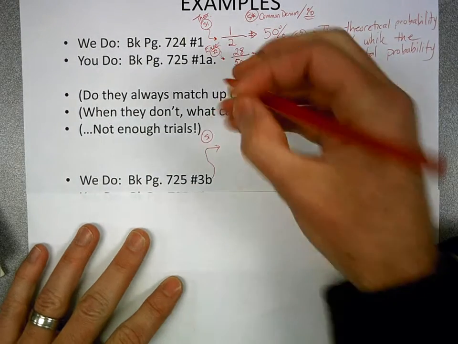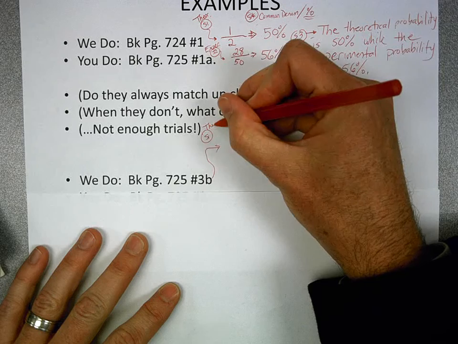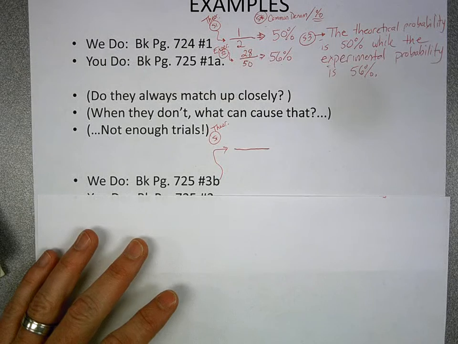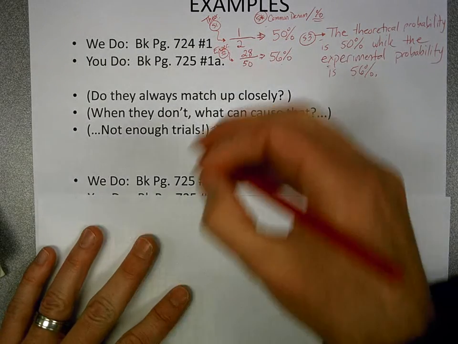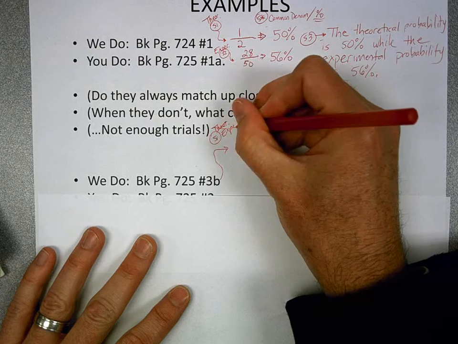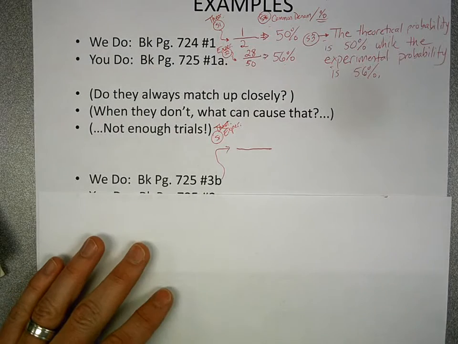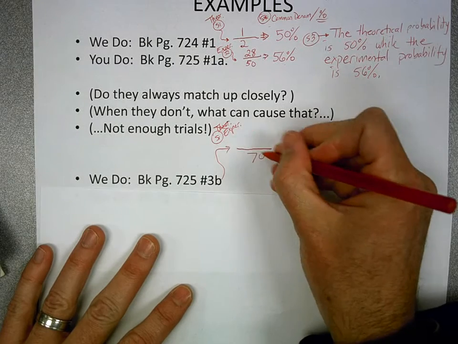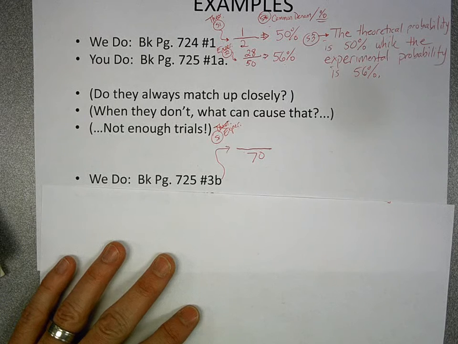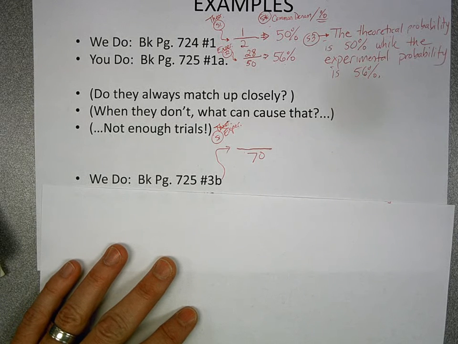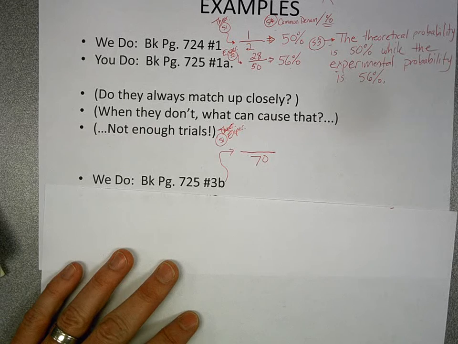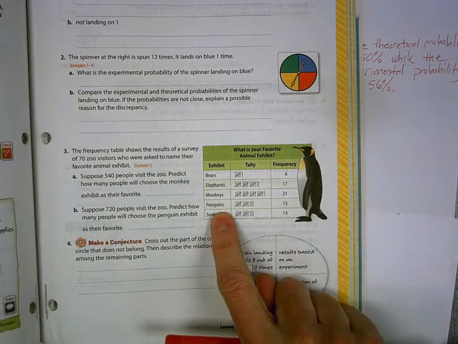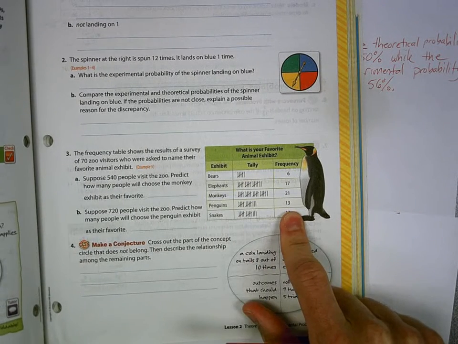Let's go ahead and write our theoretical probability. I don't even know if this is really theoretical, right? Because it actually happened. This was an experimental probability. 70 people came in, they asked, what is your favorite exhibit? So possible outcomes was 70, because there are 70 people. But remember, in part B, it says predict how many people will choose the penguin. Well, the penguin's the favorable outcome. So out of the 70, how many chose penguin according to the chart? According to the tally marks, 13 chose penguins. 13 out of 70.